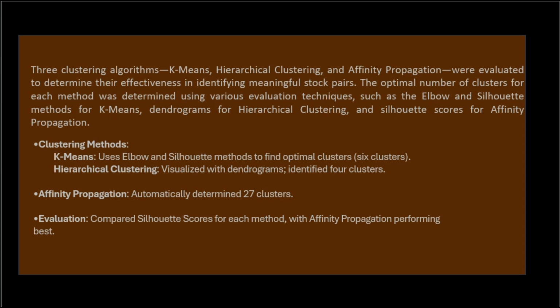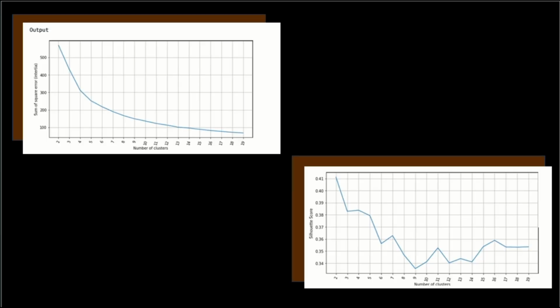Next, we applied three different clustering algorithms, which are k-means, hierarchical clustering, and affinity propagation, to organize stocks into groups based on their historical returns and volatility. For k-means, we used the elbow and silhouette methods to find the optimal number of clusters. Hierarchical clustering was visualized through dendrograms, and affinity propagation, on the other hand, automatically determined 27 clusters and yielded the best silhouette scores, indicating the most well-defined clusters among the methods tested. So these are the outputs.